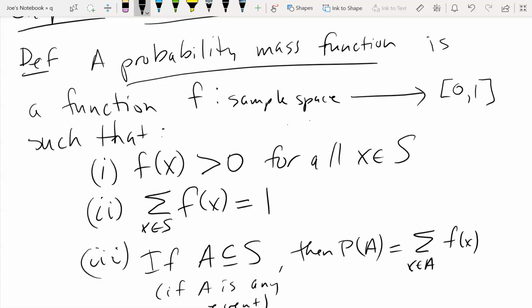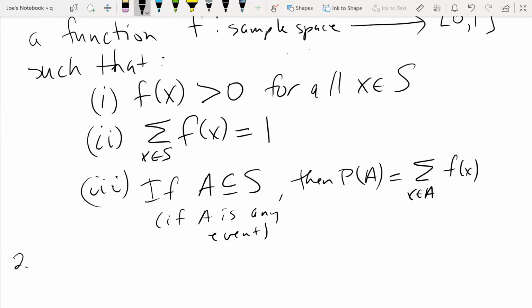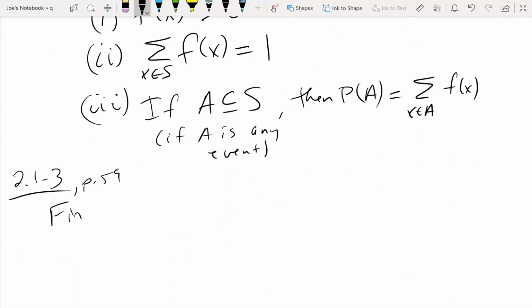All right. So let's do an example or two. This is 2.13 on page 59. I won't do all the parts. The directions are: find the value of C so that f of x is a probability mass function, or PMF. You'll hear the letters PMF and PDF come up over and over again. PMF is probability mass function. PDF is probability density function.